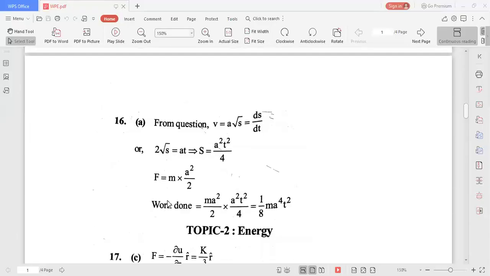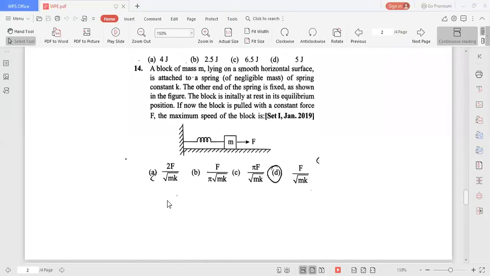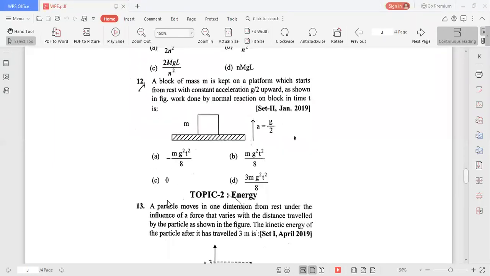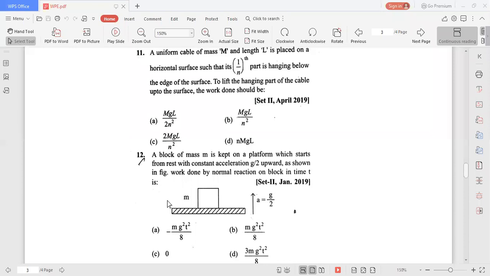Okay, next problem. Now we see the 11th problem.